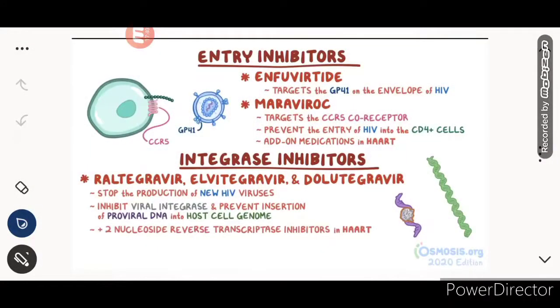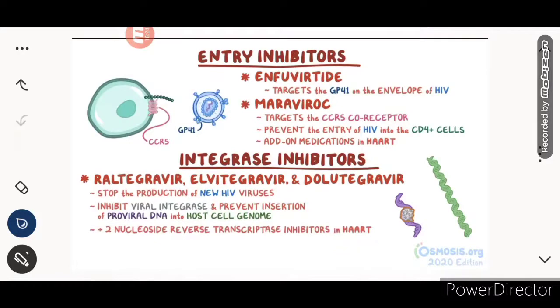So a quick recap: entry inhibitors, enfuvirtide targets the GP41 on the envelope of the HIV, and maraviroc targets the CCR5 co-receptor and prevents the entry of HIV into the CD4 positive cells, and it is also used as an add-on medication in HAART. The next class is the integrase inhibitors, examples are raltegravir, elvitegravir, and dolutegravir, that stop the production of new HIV viruses, inhibit the viral integrase, and prevent the insertion of the proviral DNA into the host cell genome. It is used in combination with two nucleoside reverse transcriptase inhibitors in HAART.